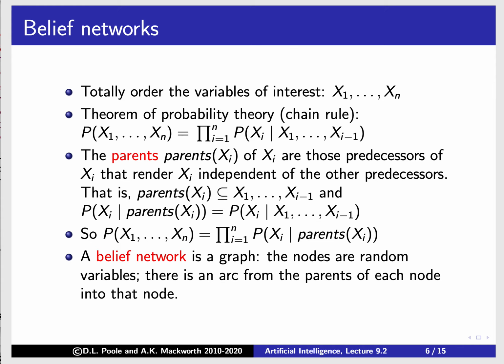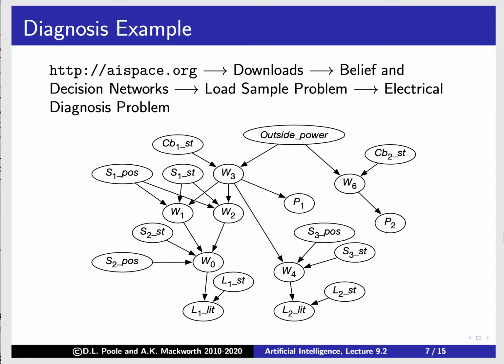A belief network is a graph. The nodes are random variables, and there's an arc from the parents of each node into that node. That's what we're going to mean by a belief network. So here's the belief network for this. L1 is lit depends only on whether there's power in W0 and the status of the light, whether it's broken or not.